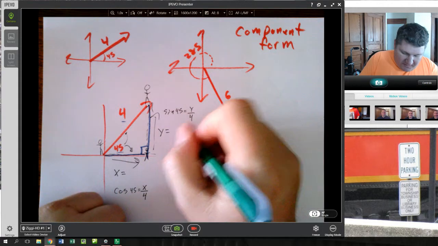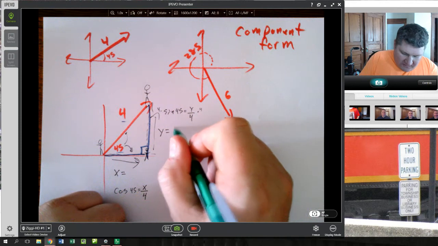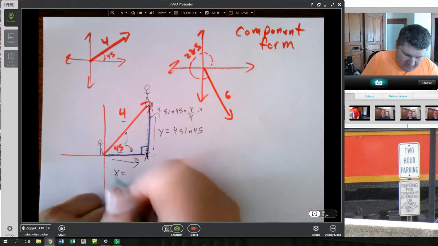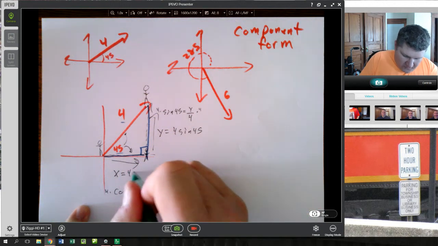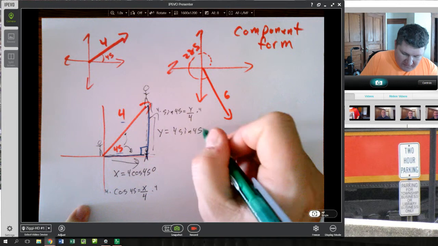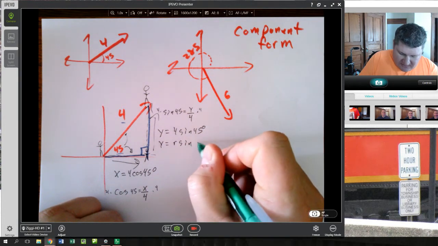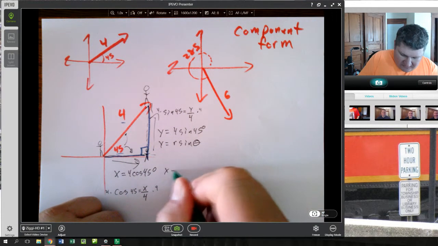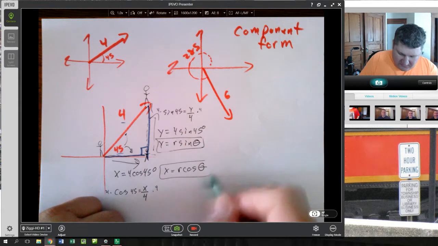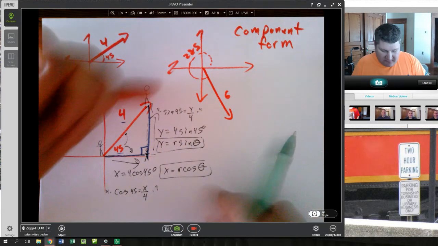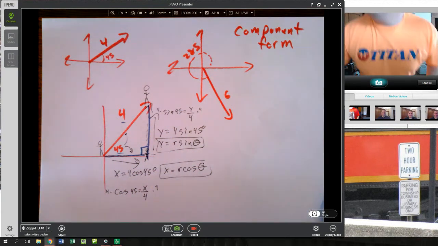But to get x or y by itself is super easy. Multiply by 4, multiply by 4. So I get 4 sine 45 degrees. Here I multiply by 4, 4 cosine 45 degrees. And so we end up with y equals r sine theta, and x equals r cosine theta. And those are two very easy formulas to use to take one resultant r, or radius, and break it up into its x part and its y part.